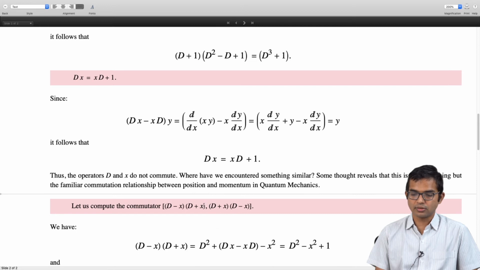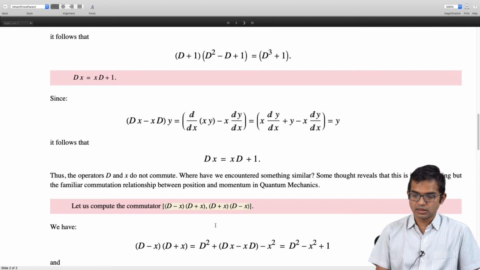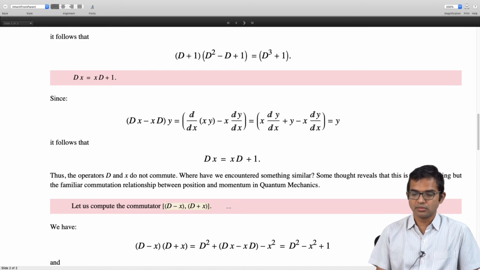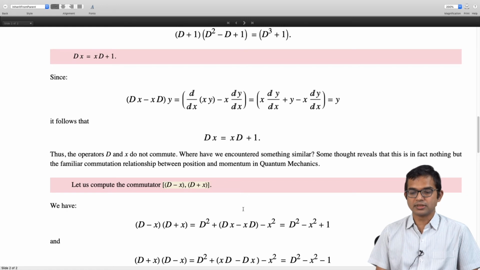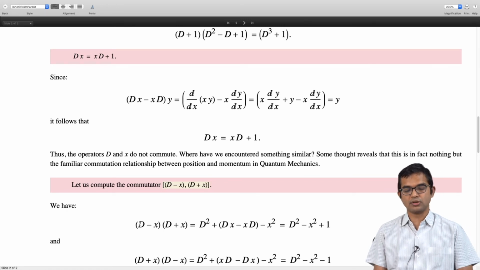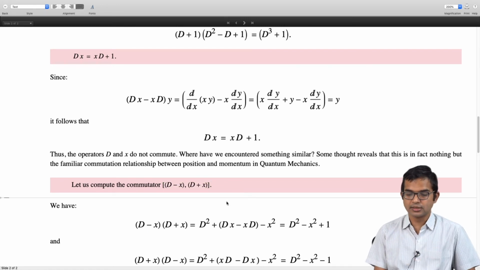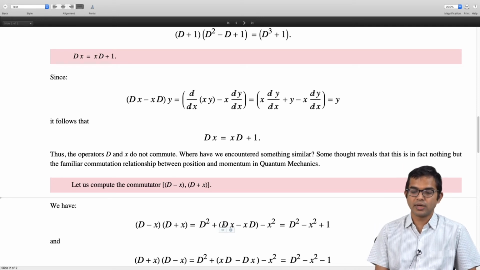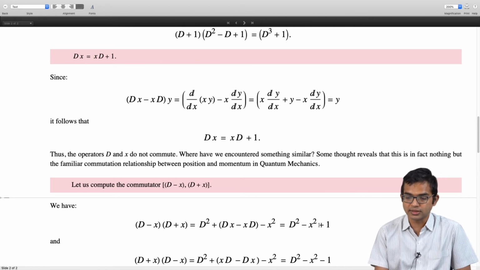I said d minus a and d minus b are the same, but in fact what I mean to say is, let's look at this commutator, d minus x and d plus x. So it is d minus x times d plus x minus d plus x times d minus x. If I work this out, d minus x times d plus x is d squared plus dx minus xd minus x squared, but dx minus xd we have just shown is equal to 1. So I have d squared minus x squared plus 1.